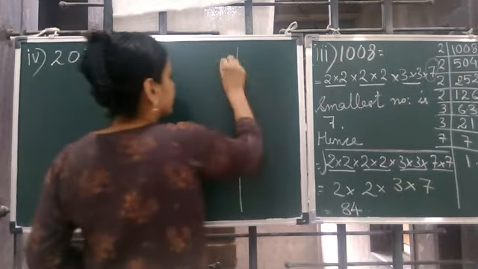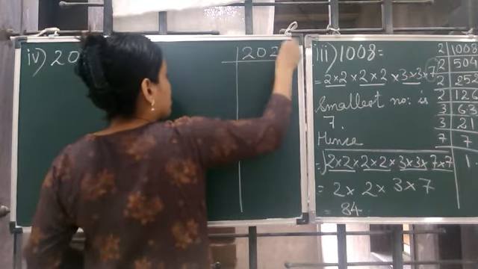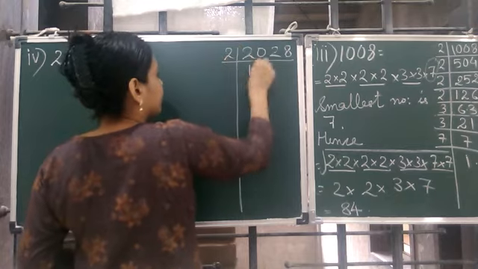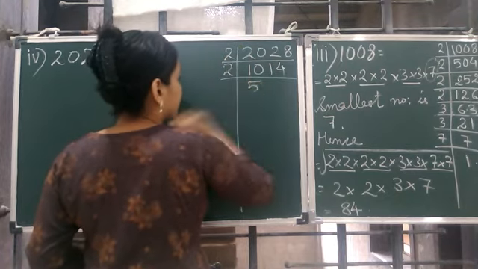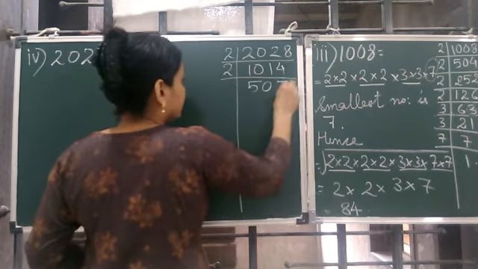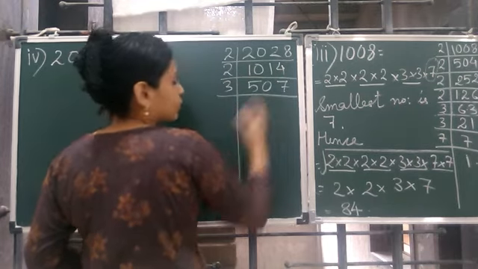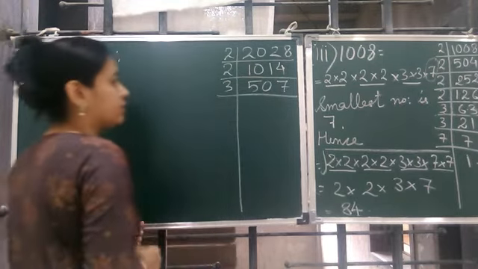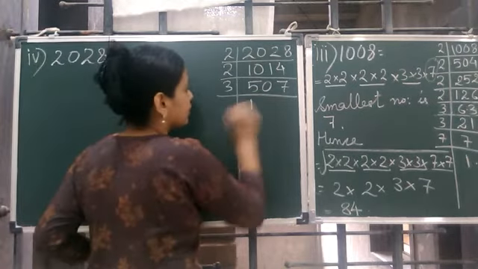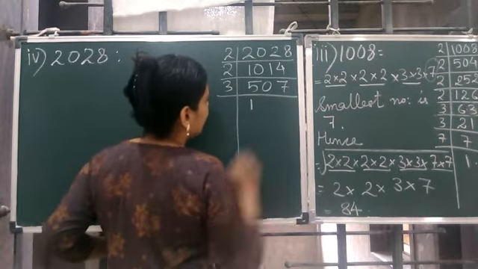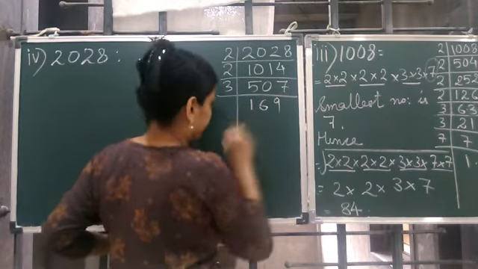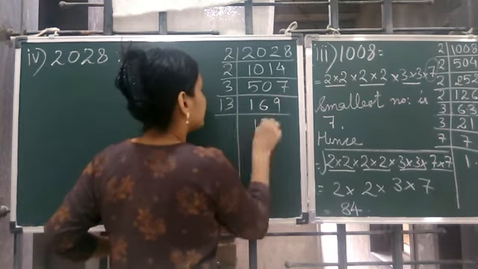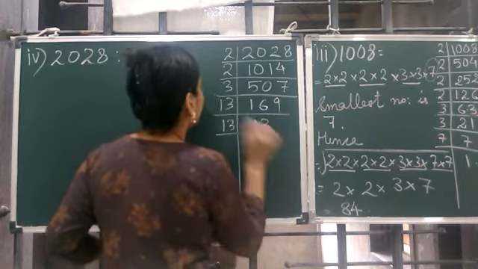Again, it is an even number. So we start with 2. 5s are 10, 0 and 7. Now it will go by 3 because 5 plus 7 is 12. 12 is divisible by 3. 3 ones are 3, 3 6s are 18. 3 9s are 27, 13 13s are 169 and 13 ones are 13.